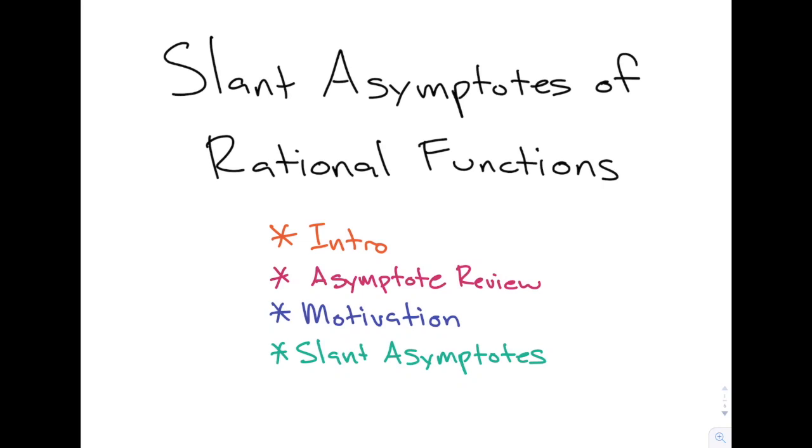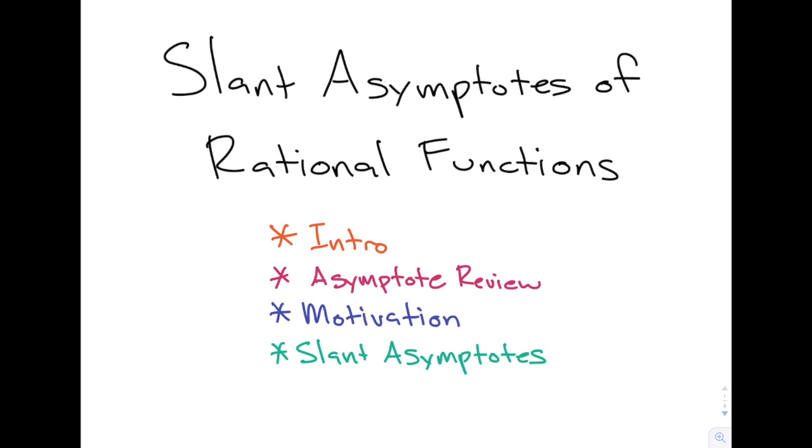In this video, we'll talk about slant asymptotes of rational functions. So we've mostly been looking at scenarios for rational functions where the degree in the numerator and the degree in the denominator are the same, or the degree of the polynomial in the numerator is less than the degree in the polynomial in the denominator.